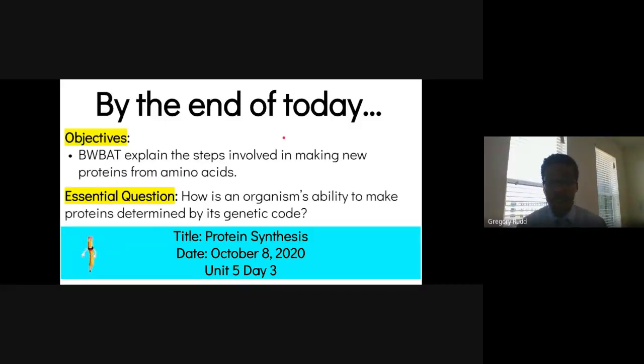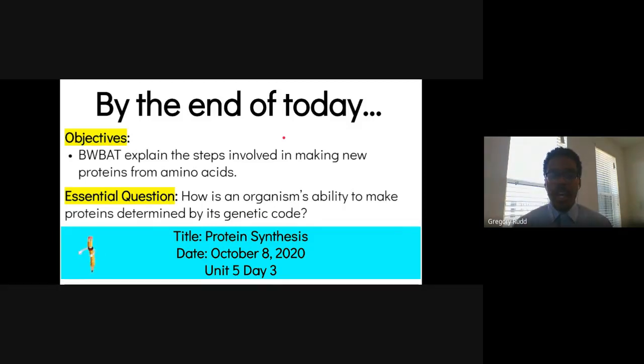Today is October 8th, 2020. The title of today's lesson is Protein Synthesis, and it is the third day of our fifth unit, all about the central dogma of biology, which is a concept we will introduce today.